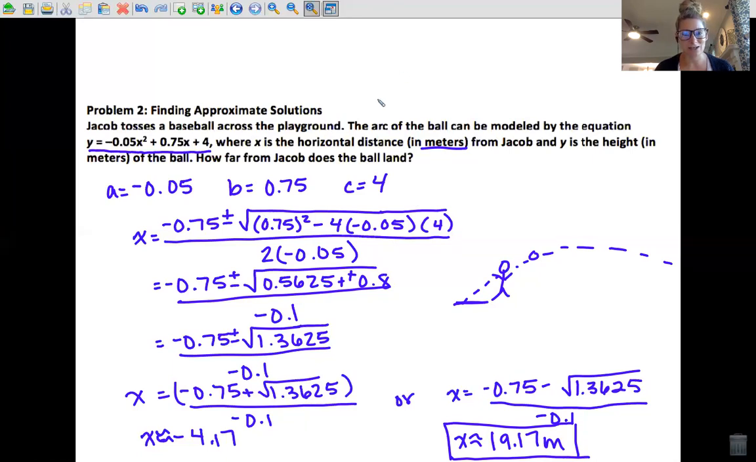Also, I do have a song. I wasn't actually going to sing it for you, but if you're having a hard time memorizing this quadratic formula, you can sing it to the tune of Pop Goes the Weasel.